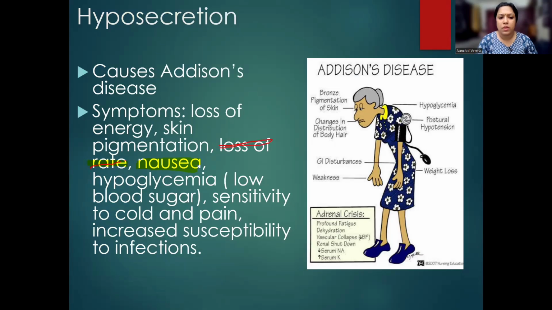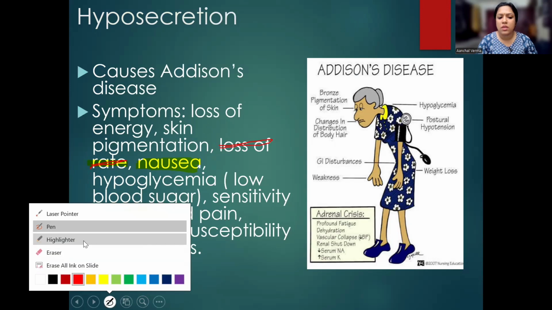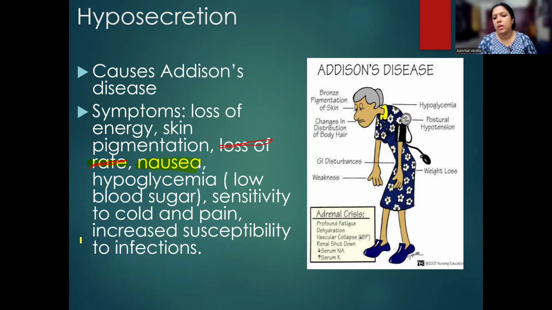This is something misprinted. Nausea and all is there. Nausea is when you tend to have convulsions and a vomit-like tendency. Then the sugar level is also low. You feel very cold, you feel lots of pain, and you are very susceptible to infection and falling sick. So if you have less of the cortisols, then there is a problem.